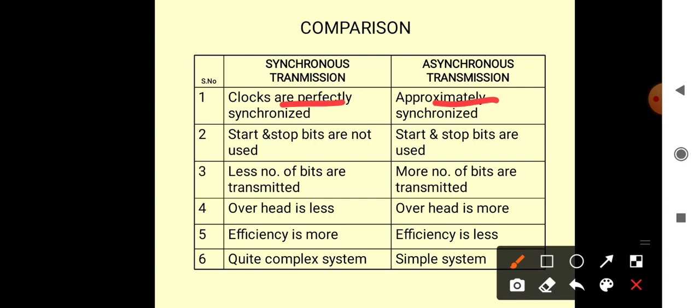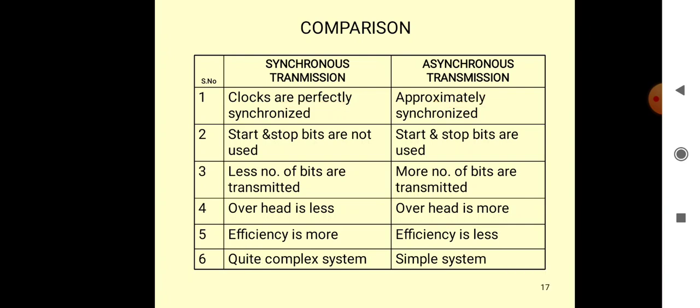Along with the required data, we are adding some start bits, stop bits, and parity bits. That is the reason overhead will be more. In synchronous comparison, no start bits and stop bits are present, so overhead is less. Efficiency is more in synchronous transmission and less in asynchronous transmission. Asynchronous is a quite simple system, synchronous a quite complex system. But whenever you are looking for more accuracy and more efficient output, synchronous transmission is used.